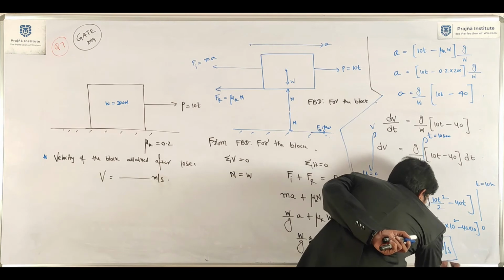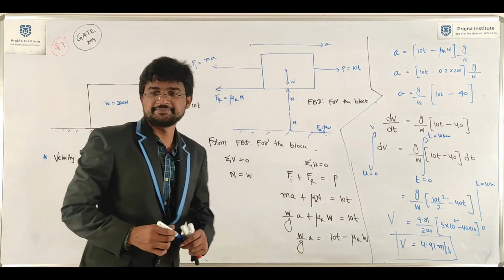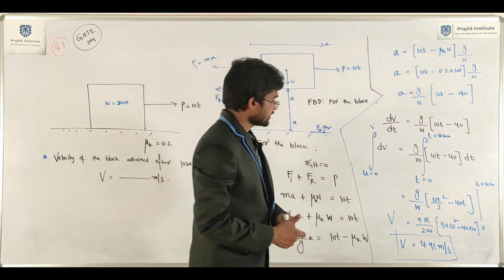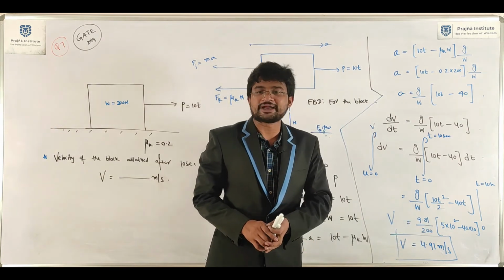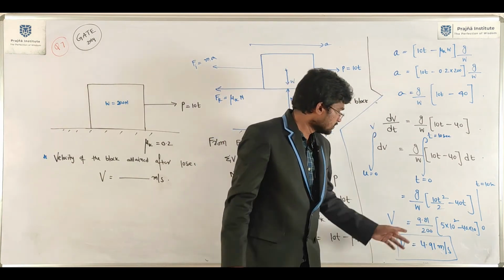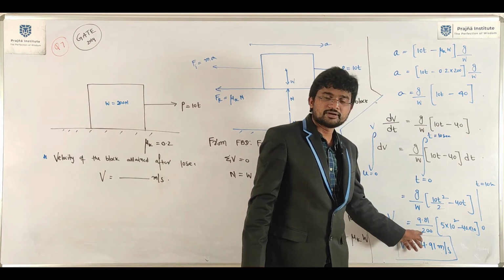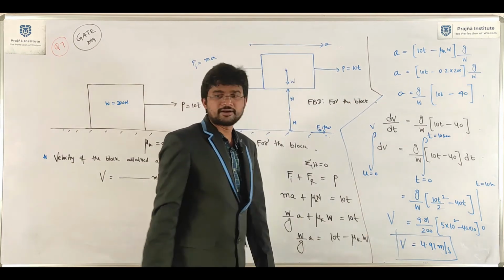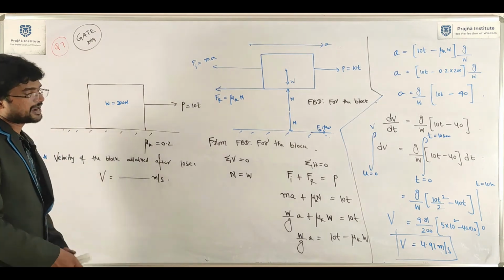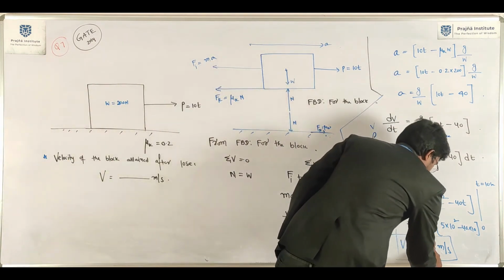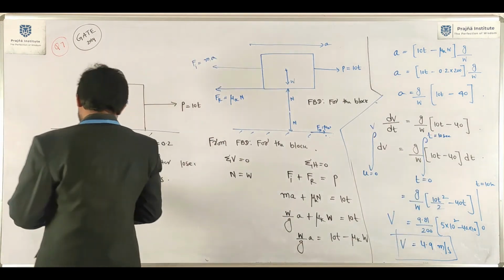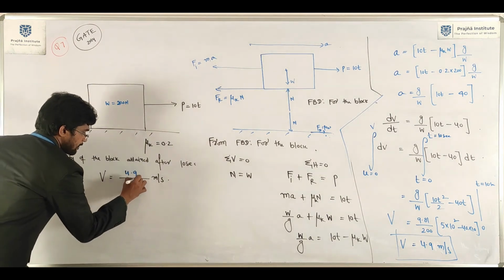This is the velocity. Correct? Check it once: 981 by 200. No need to calculate, 981 by 200, so 9.81 by 2, which is 4.9 exactly. You will get 4.9 meter per second.